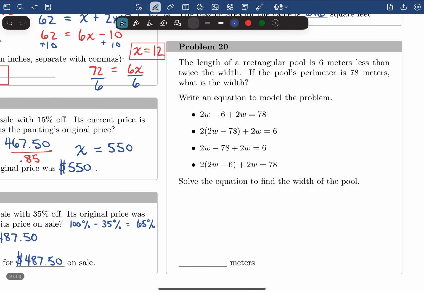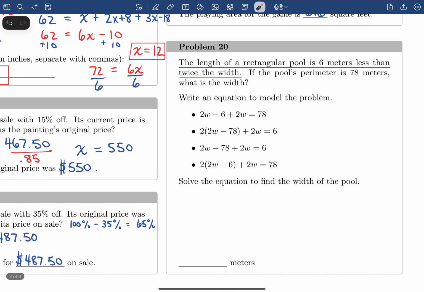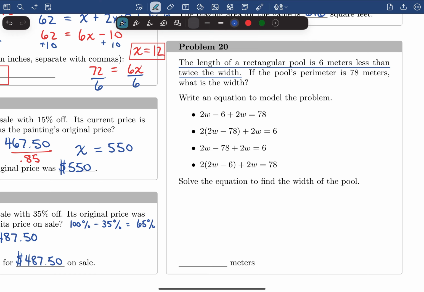Problem 20, the length of a rectangular pool is 6 meters less than twice the width. If the pool's perimeter is 78 meters, what is the width? Well, here in this problem, I want to take this information and just write it. So we've got these options, right? We don't know which one it is. I recommend just reading the sentence and trying to write the equation, okay?